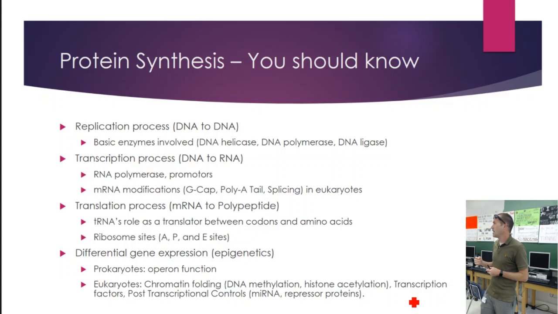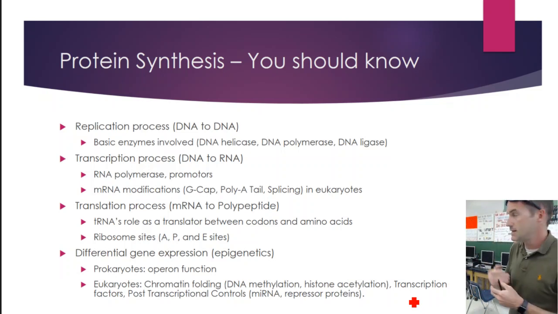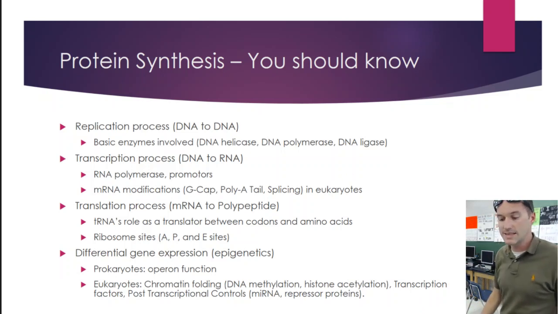You should know about mRNA modifications, right? After the mRNA is made, it has a G cap and a poly A tail added, and then it also gets its introns spliced out and its exons get spliced together. Once all those things are there, G cap, poly A tail, and it's all spliced up, then we call it a final RNA transcript, right? That's what gets exported into the cytoplasm in a eukaryote. If it doesn't have those modifications, it's going to stay inside of the nucleus.